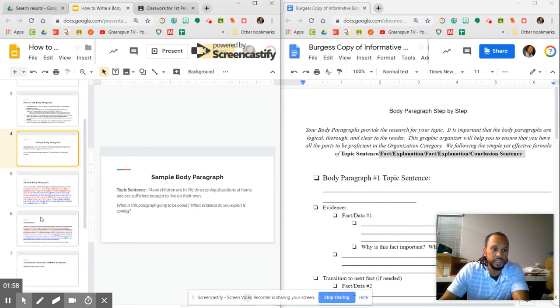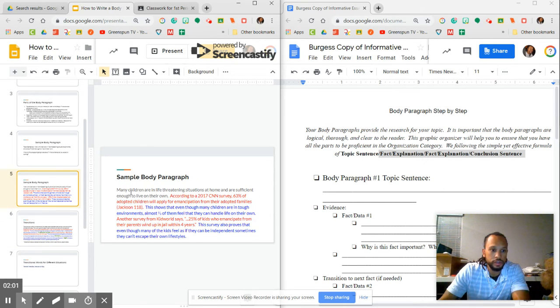All right. Take a look at this next one here, sample body paragraph. Many children in life-threatening situations at home are sufficient enough to live on their own. Now, in red, you'll see a statistic that I used to provide a fact for what I just said. According to a 2017 CNN survey, 63% of adopted children will apply for emancipation from their adopted families. I cite my source, Jackson 118. This shows that even though many children are in tough environments, almost two-thirds of them feel they can handle life on their own. Another survey from Kid World says 25% of kids who are emancipated from their parents wind up in jail within 4 years. This survey also proves that even though many of the kids feel that they can be independent, sometimes they can't escape their own lifestyles.